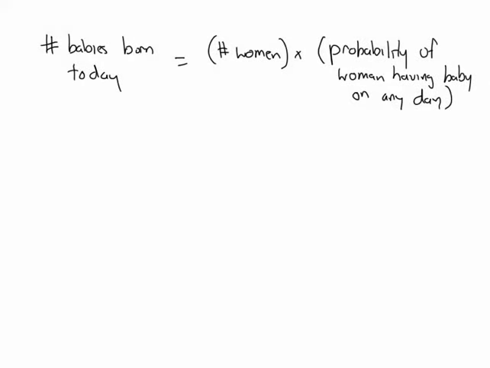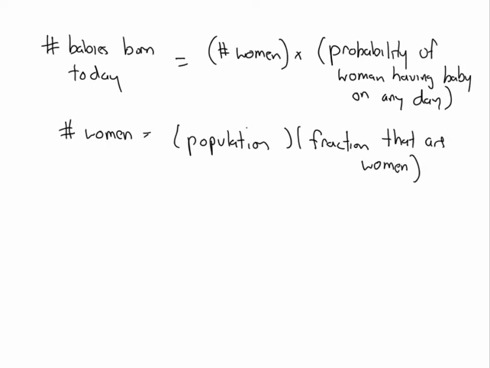So we calculate that the number of babies born today is just going to be the number of women in the world times the probability of any given woman having a baby on any given day. And this, of course, is a simplification, but that's okay. That's the point. Then the number of women is going to be the size of the population of the world times the fraction of that population that are women.